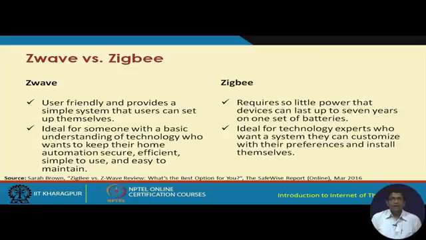On the other hand, ZigBee is ideal for technology experts who want a system that they can customize with their preferences and install themselves. So, a lot of sophistication can be done with the help of ZigBee. Z-Wave is more user friendly, more customer friendly, but a limited set of things can be done with the help of Z-Wave compared to ZigBee.